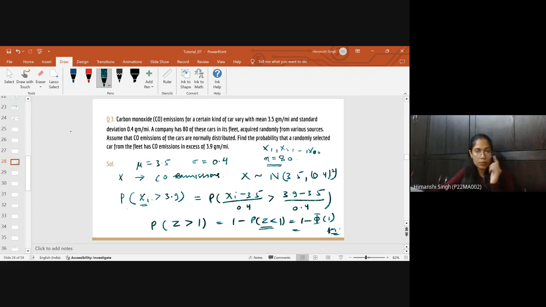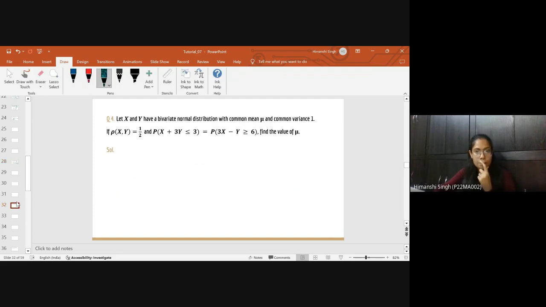Then I'll move forward to the next question. This says that x and y are bivariate normal with common mean mu. So (x, y) follows a bivariate normal distribution with mean mu for x and mu for y, common variance 1, and the correlation rho xy is 1 by 2.